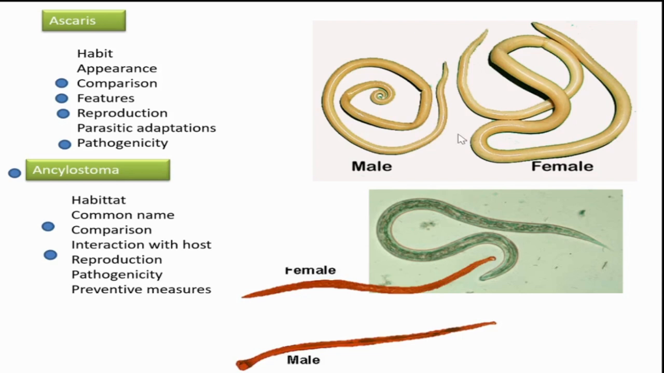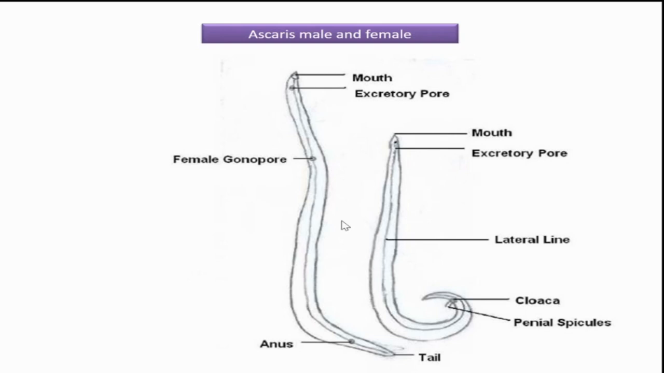How does it appear? It appears milky white in color and sexual dimorphism is present. So we can see the dimorphism. Look, this is the female and this is the male. The female is longer than the male. The female is 40 to 50 centimeters in length, but the male is only 30 centimeters. The posterior end of the female is straight, but in the male it is curved.